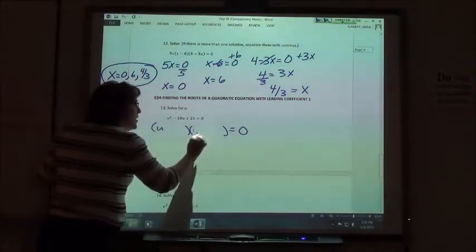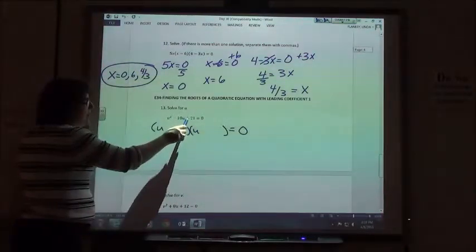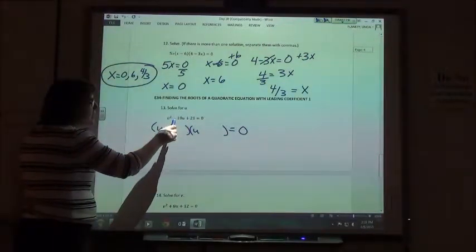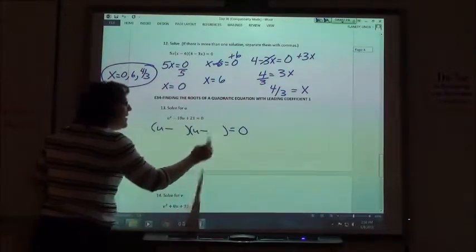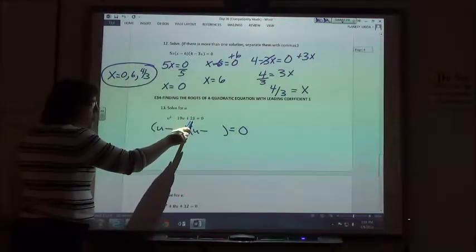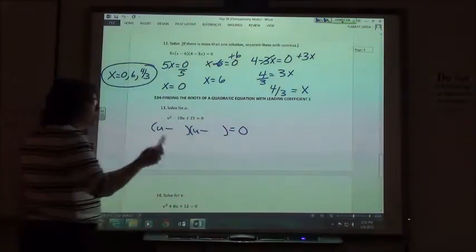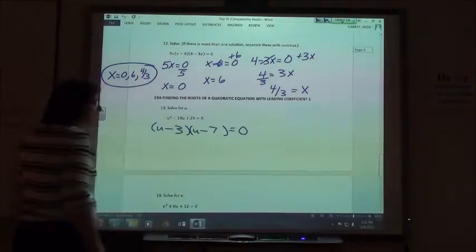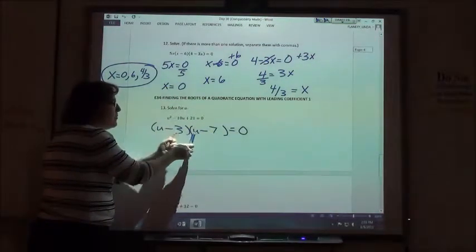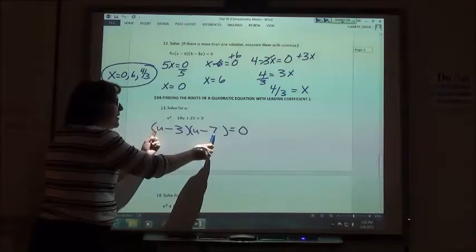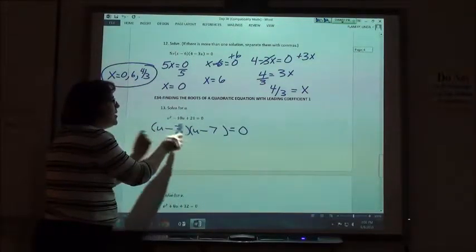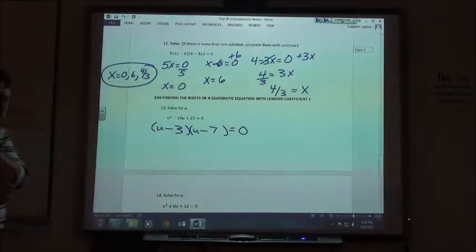So u and u. The end is positive. That means both signs are the same as the middle, negative and a negative. Factors of 21 that give me 10 in the middle. Well, 3 times 7. Checking my outside product plus my inside product. -7u plus a -3u, sure enough adds up to -10u. So I've got it factored correctly.